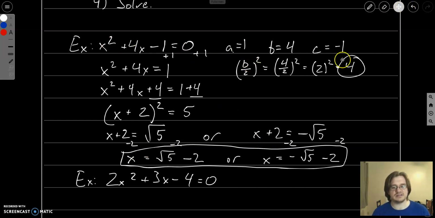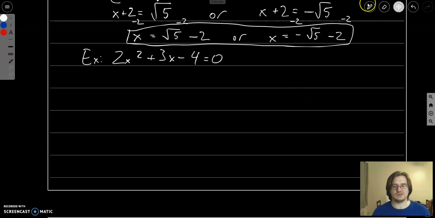Again, this is completing the square. So let's do this one more time. I have 2x squared plus 3x minus 4 is equal to 0. I've got a quadratic equation. If I'm asked to solve this by completing the square, I need the number multiplying the x squared to be 1. So how do I get rid of a 2 when it's multiplying something? I divide. So I'm going to divide both the left-hand side and the right-hand side by 2.